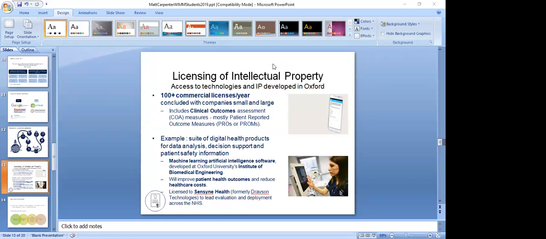Okay, this is a small example I mentioned here. Access to technology and IP develop in different stages, like another library, and what things are there. I mentioned that in Oxford Library International, so that will be helpful to us. So I concluded with clinical outcomes assessment and measures of PRO and PROMs, for example digital health products, whatever things are in a demandable area right now. So we are doing that in healthcare services.